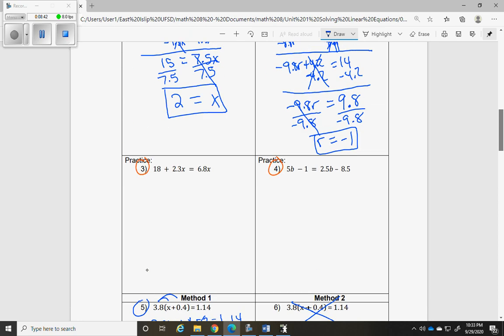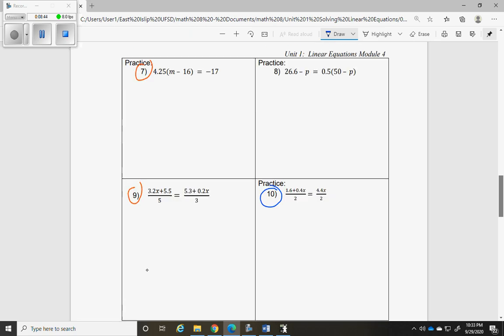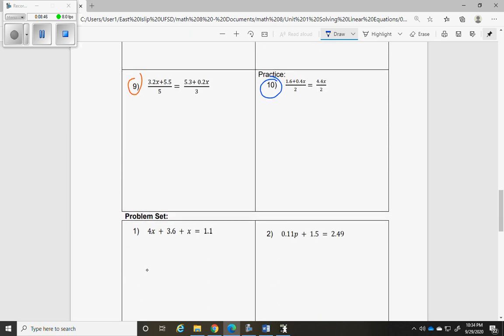carefully. I don't want you to get things wrong because you enter it incorrectly on your calculator. And let's do number 10, because this is a cross product question. So I'll do this one first. I'll write down the 2 times 4.4x, and then I'll write this one down, 2 times 1.6 plus 0.4x.